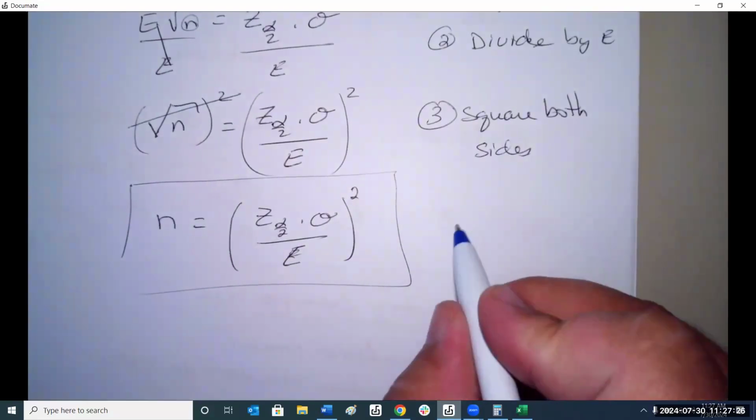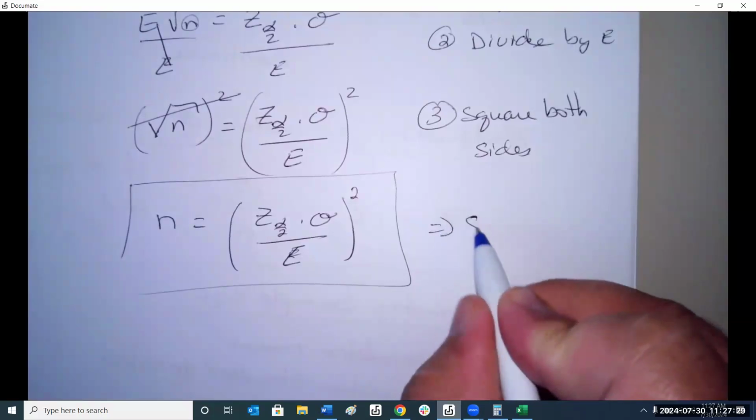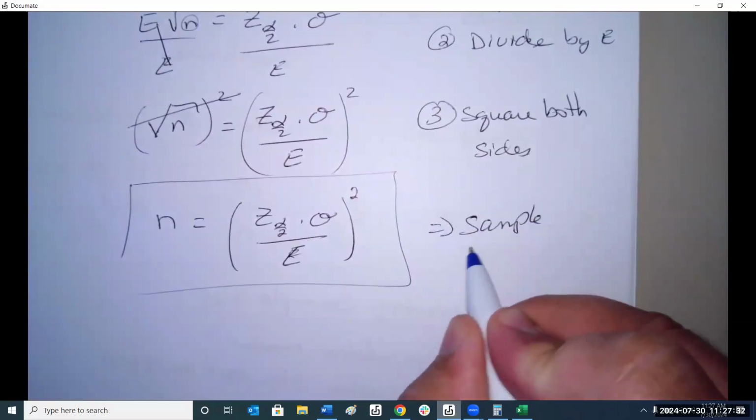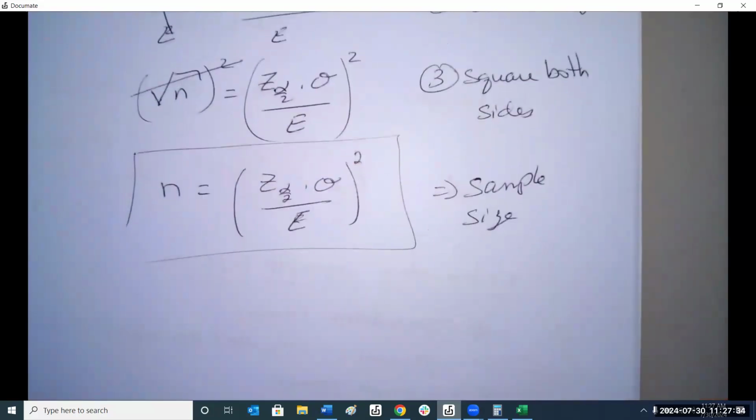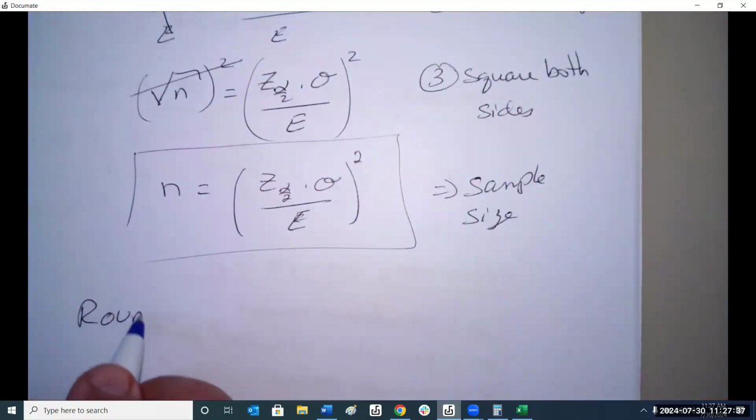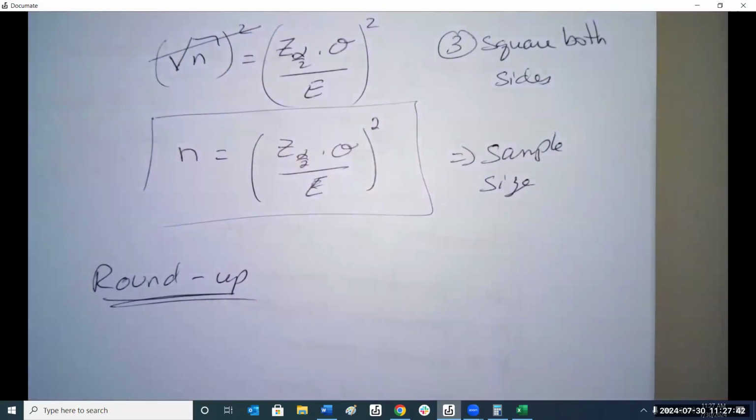Note, because we're dealing with a sample size, round up, always round up. The reason being, if you're studying human subjects, how can you have 0.3 or 0.1 of a person? So it's better to have too much than not enough.